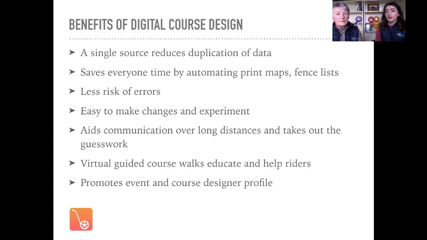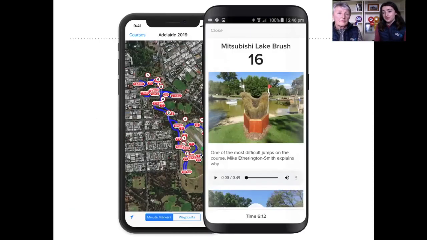So another great benefit of the toolkit is you can create virtual guided course-walks. So virtual guided course-walk is the term we use when the course designer or coach or rider even adds audio to each fence on the course. So here's an example we have from the Australian International 3-day event where Mike Etherington-Smith created a virtual guided course-walk. And so he has the audio and some videos explaining the question he's asking of the rider, really talking about the challenge. And this has been really popular.